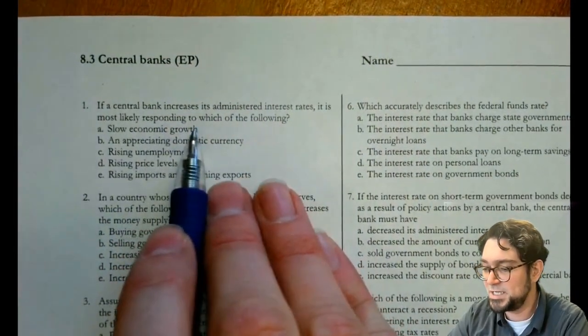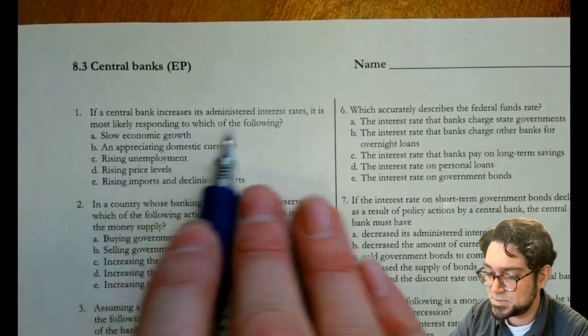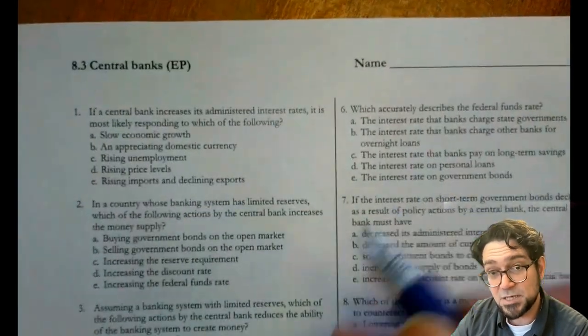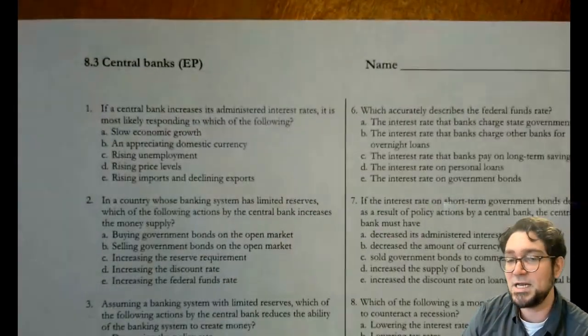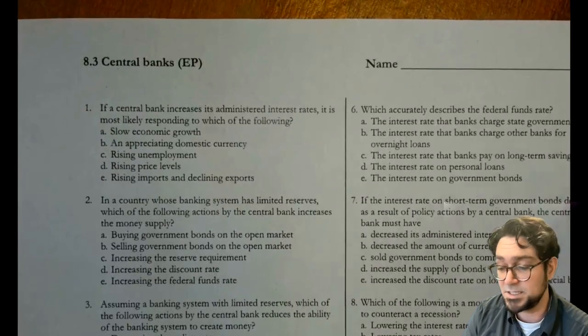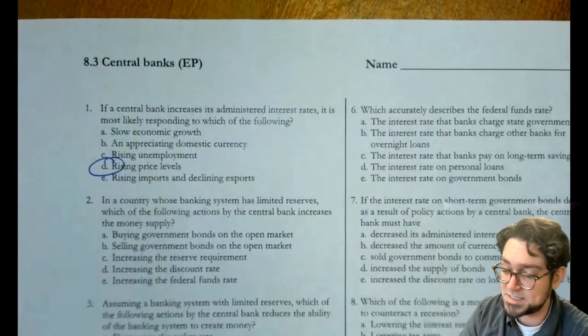Number one, if a central bank increases administered interest rates, it is most likely responding to which of the following? If it's increasing administered interest rates, it's trying to slow the economy down. It's probably responding to prices that are too high. So we're going to say rising price levels.